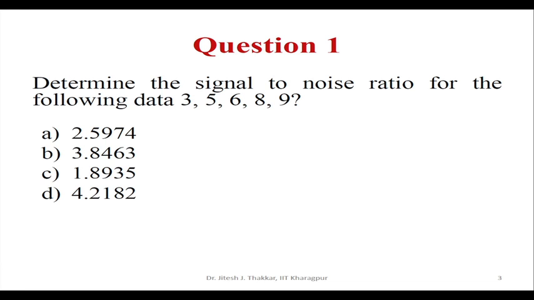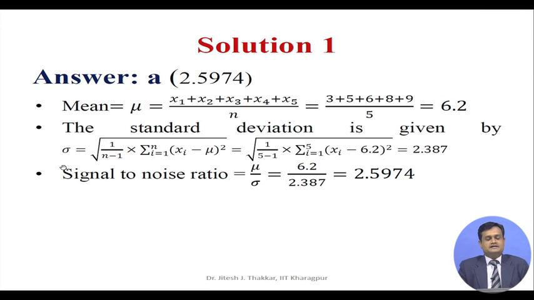Question 1, determine the signal to noise ratio for the following data 3, 5, 6, 8, 9. So, you have 4 options on the screen: A 2.5974, B 3.8463, C 1.8935, D 4.2182. So, the correct answer is A, 2.5974.